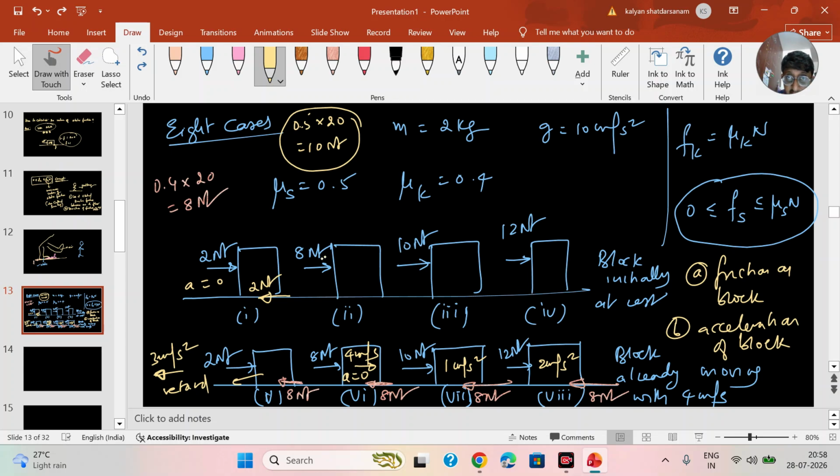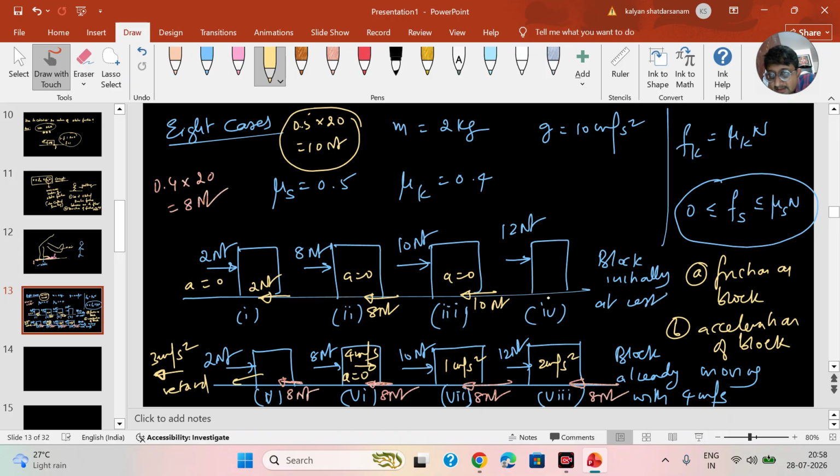It's opposing. Then second case, I applied 8. Friction again laughs and says, you can't break me. You need at least 10 Newton to break me, or slightly more than 10. So friction applies 8 Newton. Again acceleration is 0. You apply 10. Friction reached its maximum value, 10. It's now worried. Right now acceleration is 0, but it's worried. Hey, if this fellow increases the 10 Newton to slightly anything more than 10, I am gone. I am dead. That's what friction is thinking.